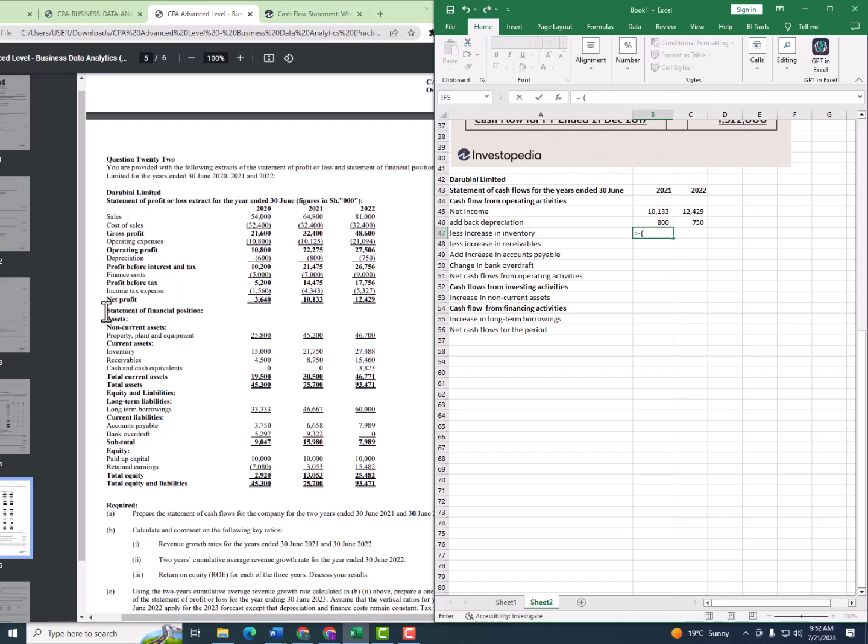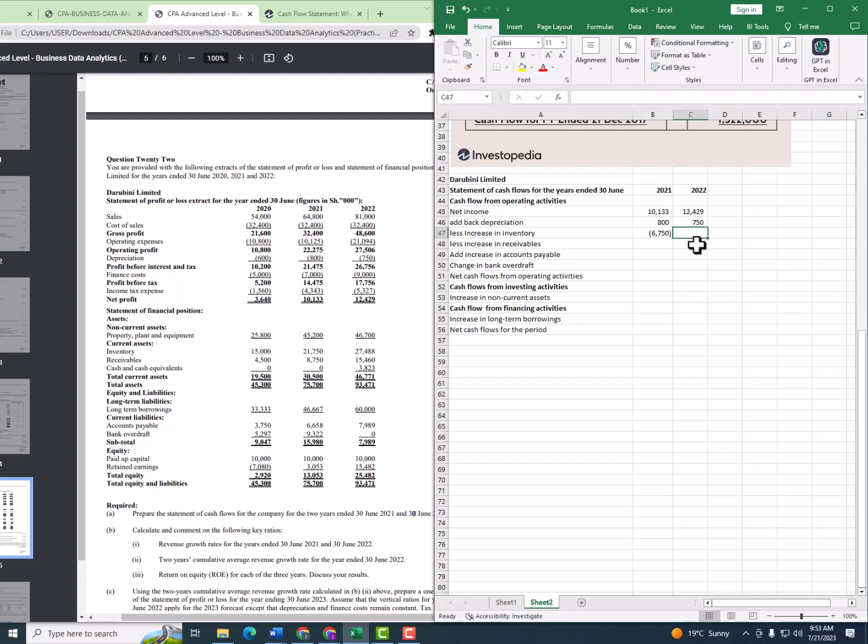Now we just come to the statement of financial position, or the balance sheet. Go to the inventory section, and you shall see that in 2021 it was 21,750. So write 21,750. And then in 2020, it was 15,000. So minus 15,000. Close brackets, hit enter. It automatically comes off as negative because we introduced the negative sign before we opened the brackets.